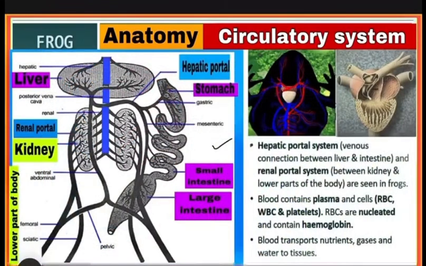Now hepatic portal system. It is a venous connection between liver and intestine. See the diagram. This is the intestine, this is stomach, small intestine, large intestine. All the venous blood from here does not directly enter the inferior vena cava. It first enters into the liver through hepatic portal vein, and after this the liver sends this venous blood into the inferior vena cava.